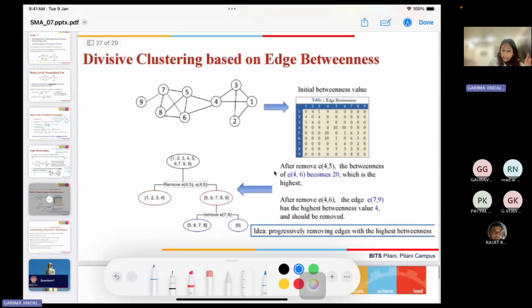So for example, this is also shown in this particular example. So we have converted this particular graph to the adjacency matrix, and from that we have also calculated edge betweenness. Okay, so this is the edge betweenness for the edge from 1 to 2. And this is the edge betweenness. I hope this diagram is clear to everyone.